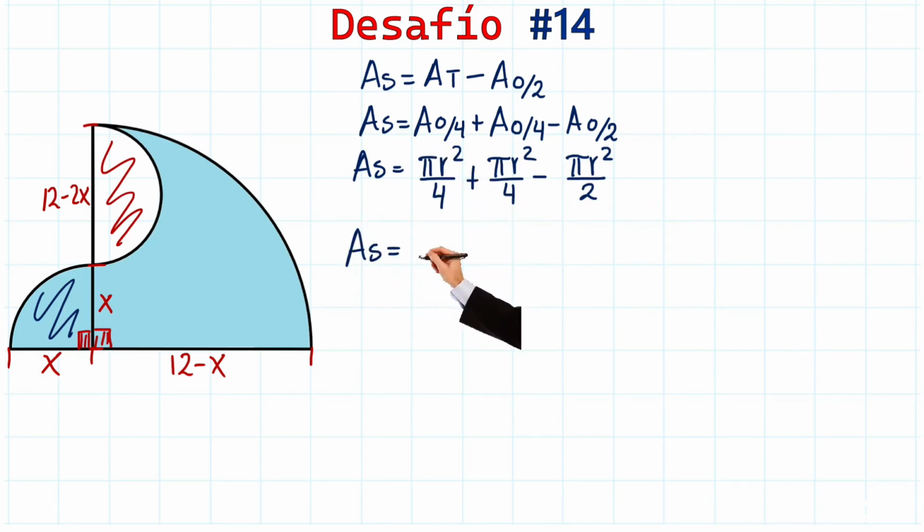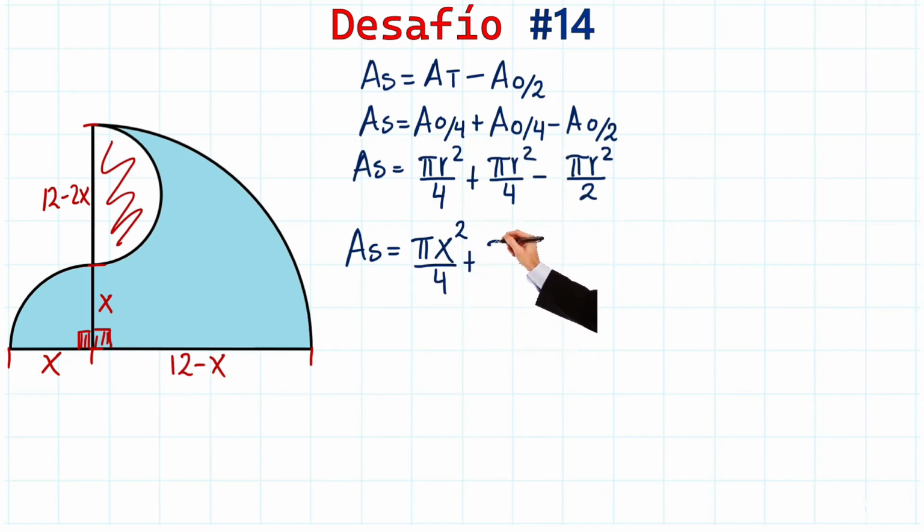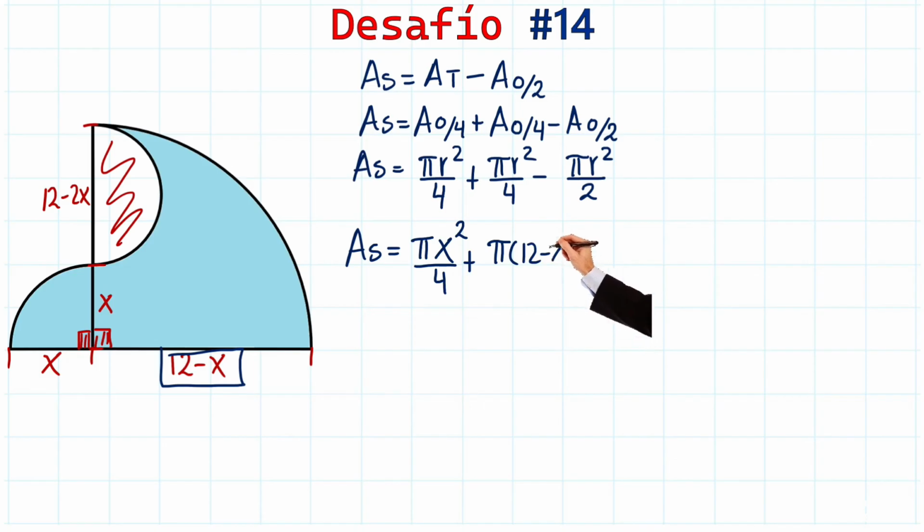We have the shaded area equal to pi. First, we'll start with the radius of this quarter circle here. The radius is x, so we have x squared. All of this here over 4, plus pi times the radius squared again. But now we're talking about the radius of this larger quarter circle. The radius is this here, as it measures from here to here. So we have here (12 minus x) squared. Remember, it's the radius squared. All of this over 4.